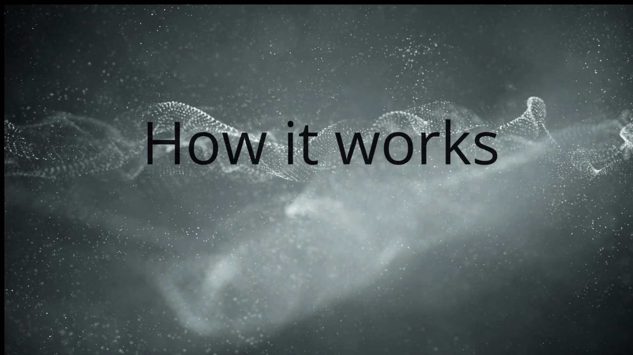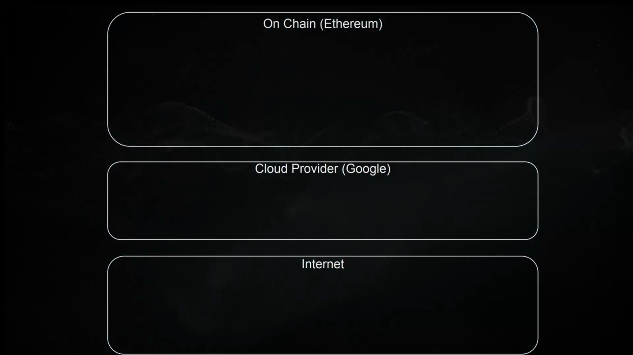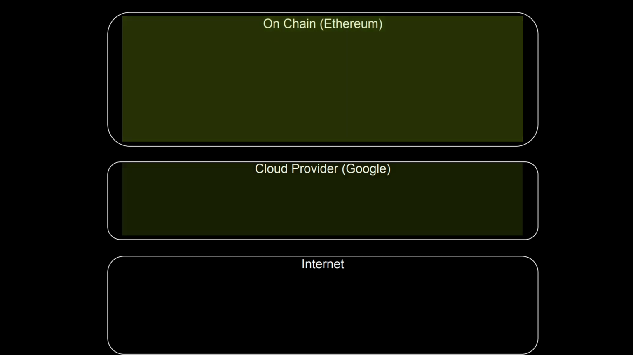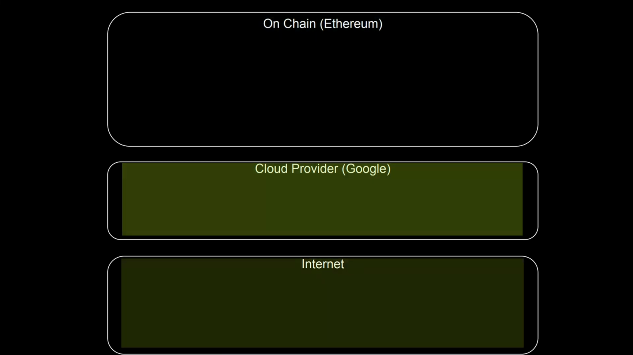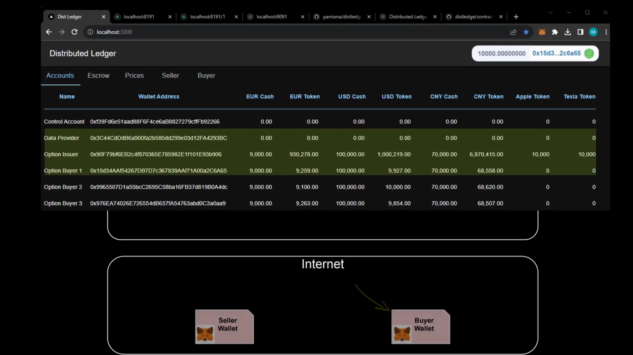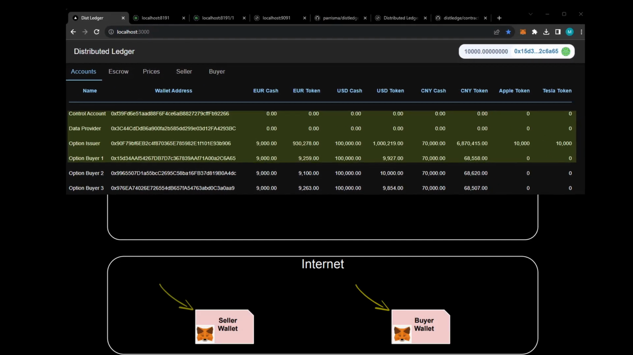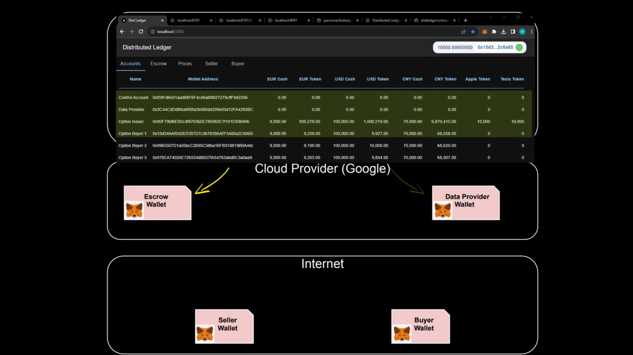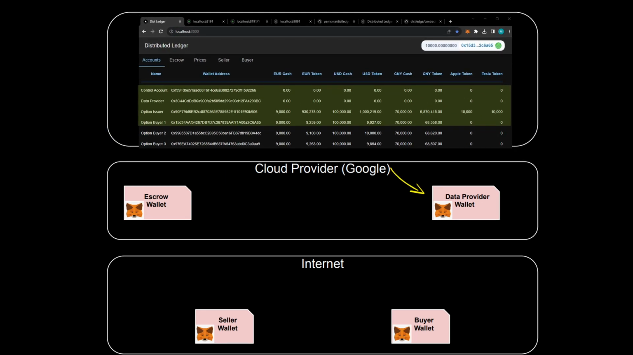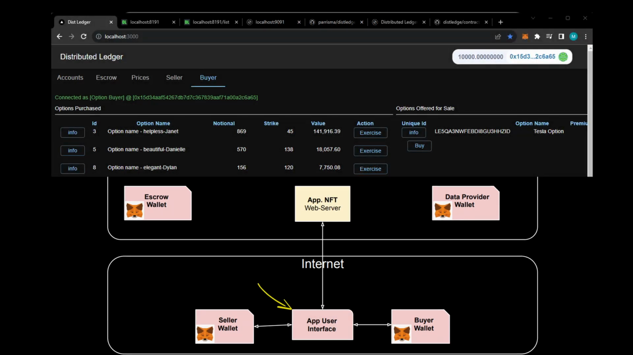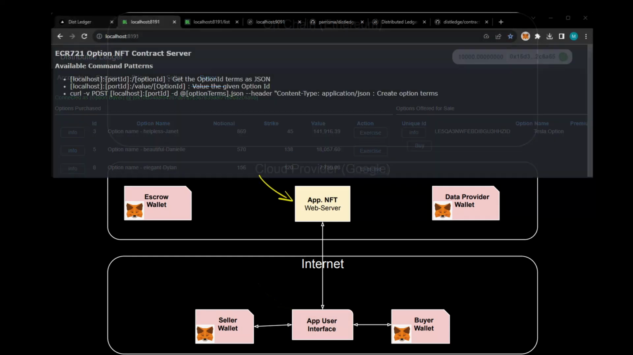Let's see how this is implemented as a fully working project. There are 3 key elements: the Ethereum chain, a cloud-hosted web server, and the internet-accessed web application and digital wallets. There are 4 types of accounts or wallets: the buyer and the seller, the account that creates the on-chain currency and share tokens, and finally, the account that publishes secure prices. We then have the user interface that drives the process, supported by the web server.